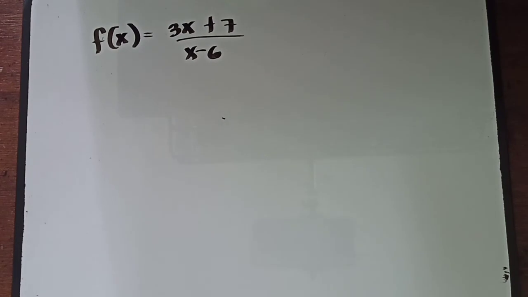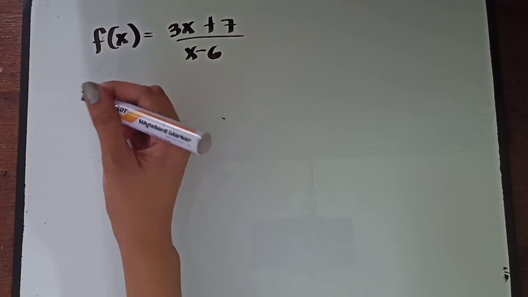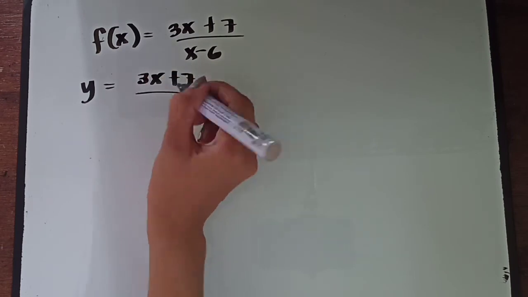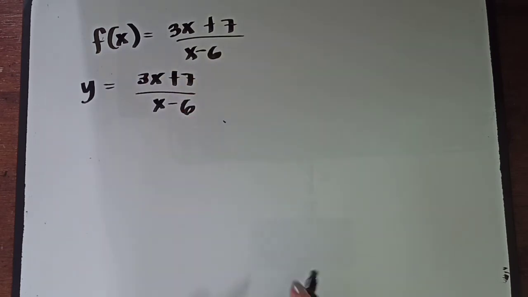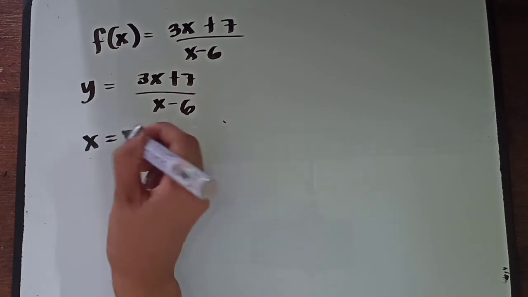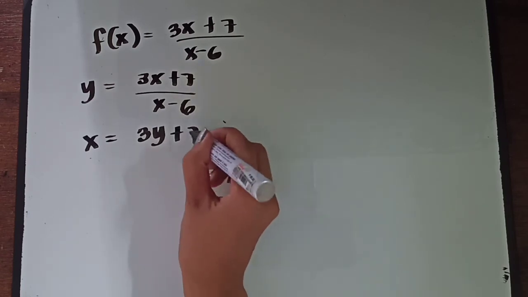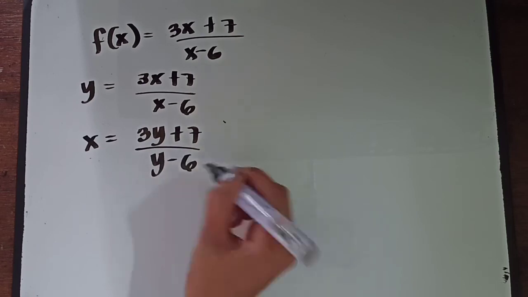Okay, so another example, f of x is equal to 3x plus 7 over x minus 6. Again, first step, yung f of x, gagawin kong y. So that is y is equal to 3x plus 7 over x minus 6. Kapag napalitan mo na yung f of x ng y, ang gagawin mo naman ngayon is pagpapalitin si x at si y. So, si y ko ay magiging x at lahat ng x ko ay magiging y. So, that is x is equal to, again, lahat ng x ko ay magiging y. So, 3y plus 7 over y minus 6.